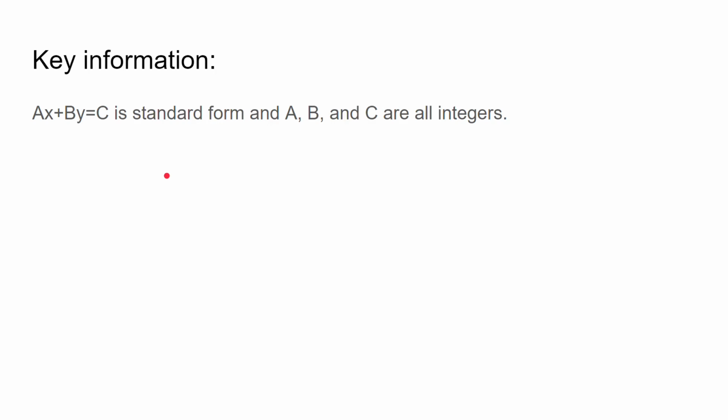And the key information from this video, a quick recap, is ax plus by equals c is in standard form where a, b, and c are all integers. And remember that the x-intercept is c over a, the y-intercept is c over b, and the slope is negative a over b.